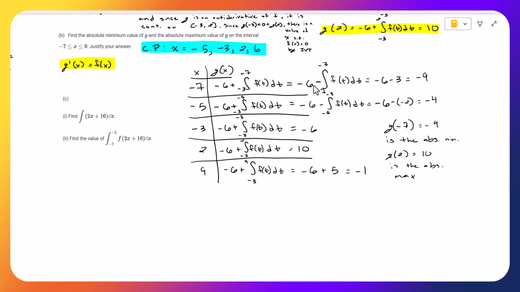And this was worth 1 point, and all this work over here, this is our justification, this is another point. Which I'm not going to highlight because I would be highlighting a lot. All right, part C. This one is worth 3 points.